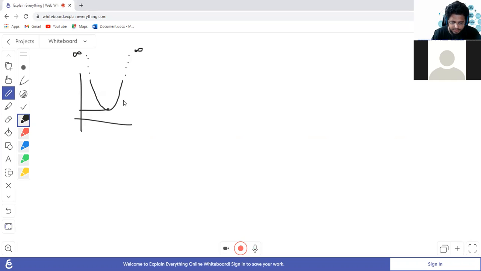Okay. The weight W for which the loss has the most minimum value is called the best fit weight. So this weight is what we are looking for, the one which will have the most minimum loss. But a loss function will not always have a shape like this. It's not necessary.